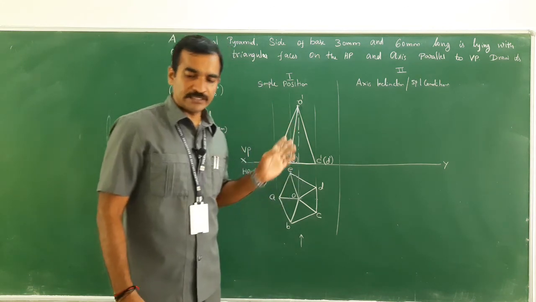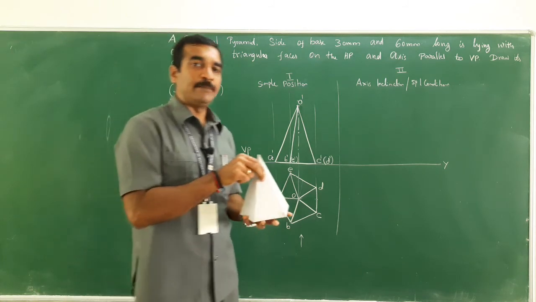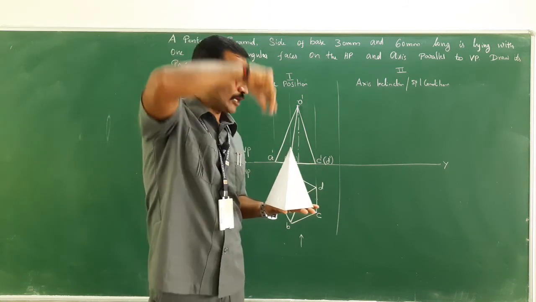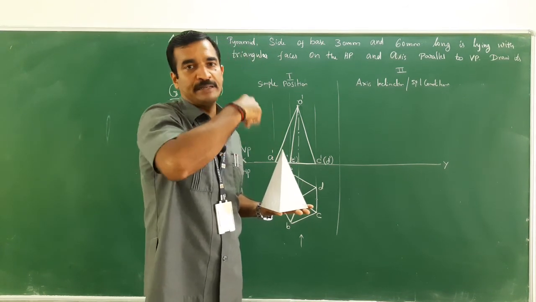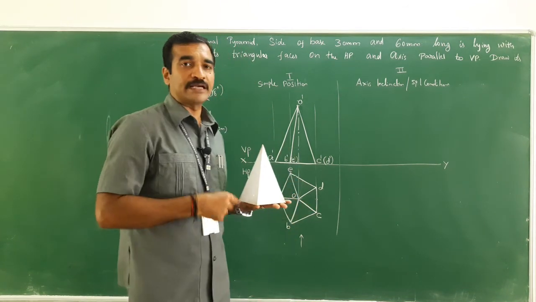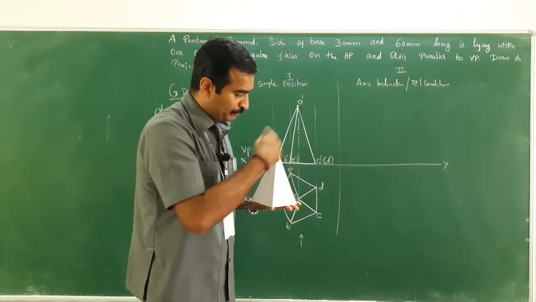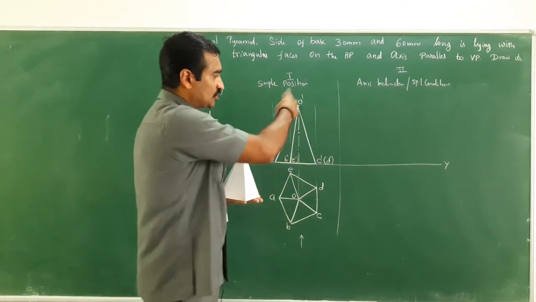So, here the object was kept in this manner, keeping the side on the right hand side. When you just look at it from the top, I could see the true shape of the pentagonal pyramid. There is a pentagon visible, which I have drawn here. When you just look at it from the front, I could see a triangular shape, isn't it?